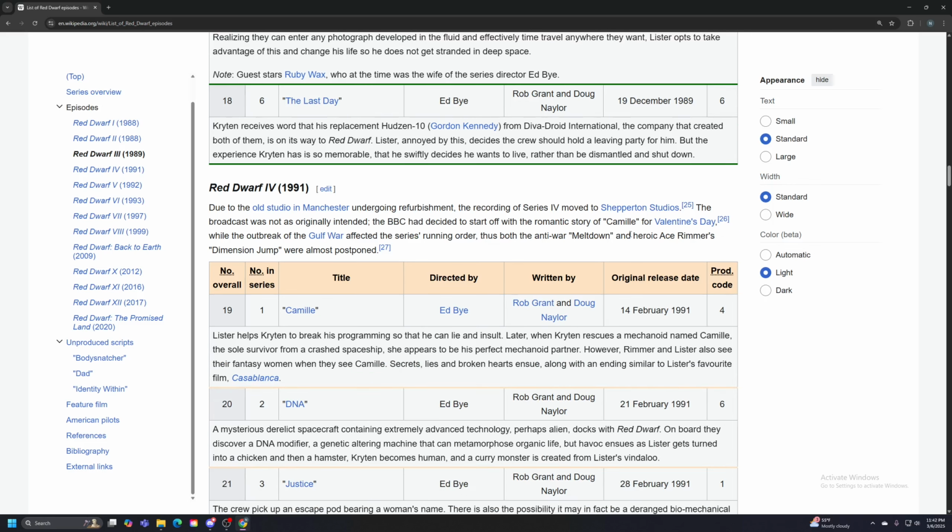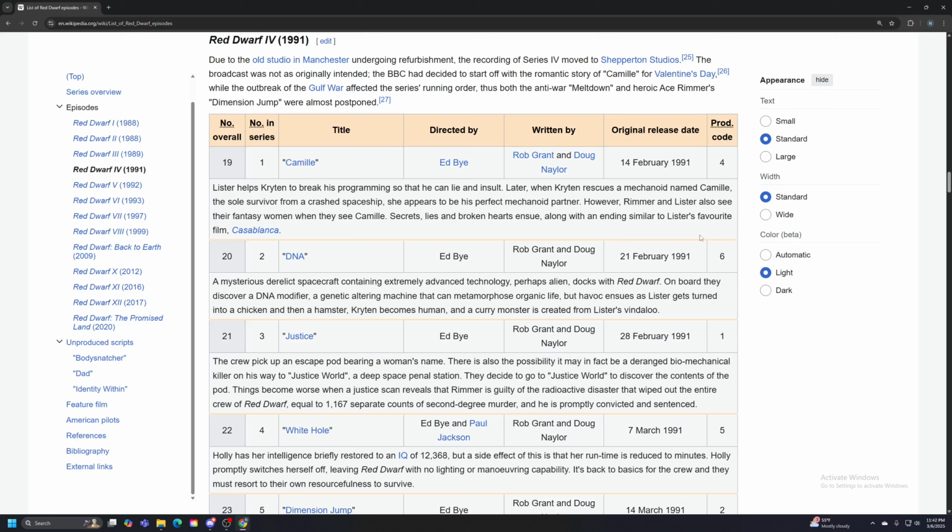Red Dwarf 4. Due to the old studio in Manchester undergoing refurbishment, the recording of Series 4 moved to Shepperton Studios. The broadcast was not as originally intended. The BBC had decided to start off with the romantic story of Camille for Valentine's Day, while the outbreak of the Gulf War affected the series' running order, thus both the anti-war meltdown and heroic Ace Rimmer's Dimension Jump were almost postponed.